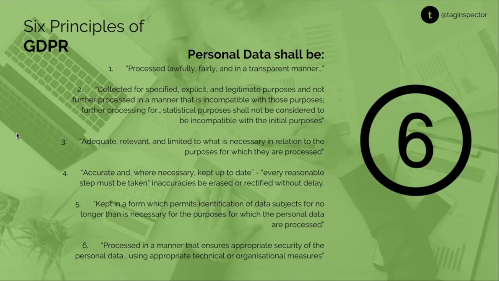Personal data, number 4, shall be accurate and where necessary kept up to date. Every reasonable step must be taken. Any personal data that you're collecting about an individual or profiles, things like that that you're building, that personal data needs to be accurate, updated as things are updated, and if there are any errors, it must be corrected or deleted. Number 5, personal data shall be kept in a form which permits identification for no longer than is necessary for the purpose in which personal data are processed.